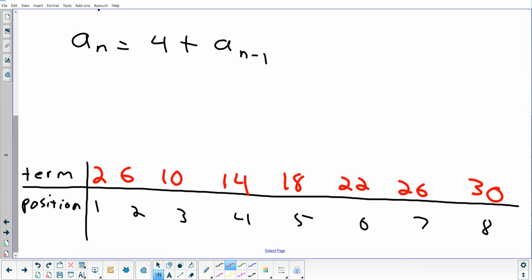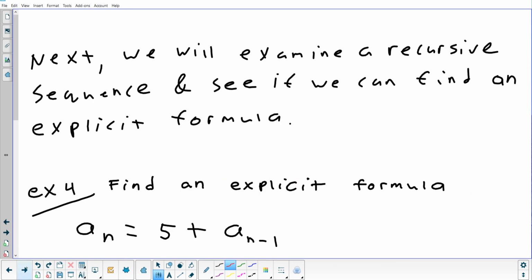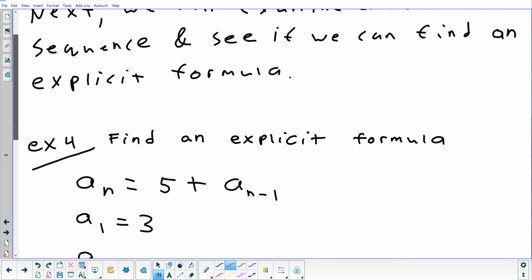Like adding 4 899 times. So you add 4 times 899. So you want to come up with better ways than recursive formulas. So let's look at a recursive formula that's relatively simple. Not as complicated as the one I showed you where it tripled the one 2 before it and then added the 1. Just adding 5 to the 1 before it. I want to see if we can convert that to an explicit formula.